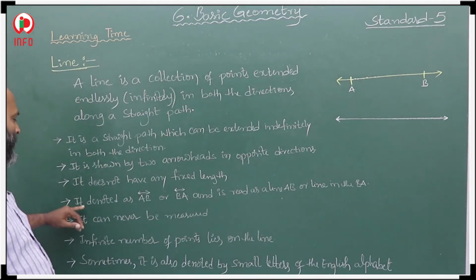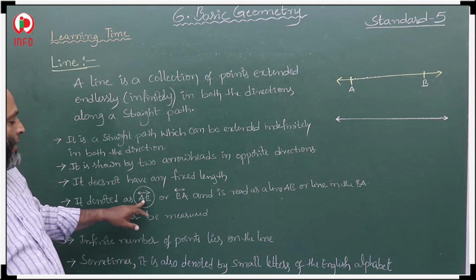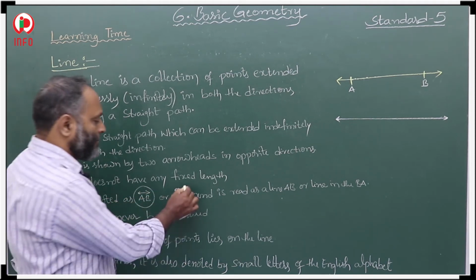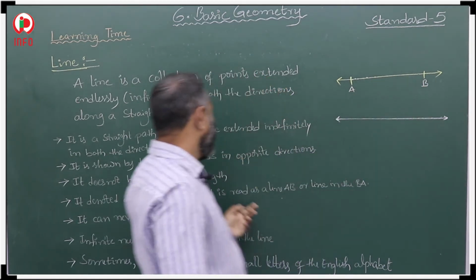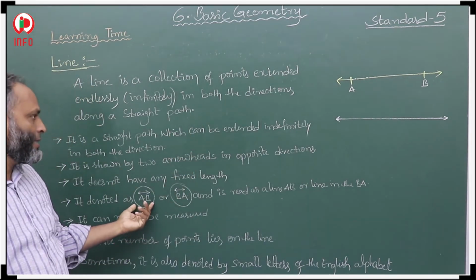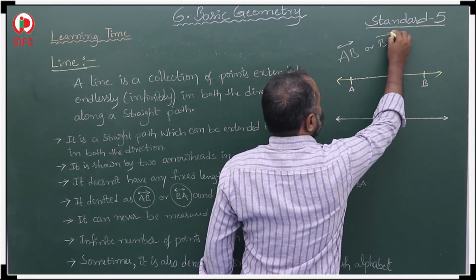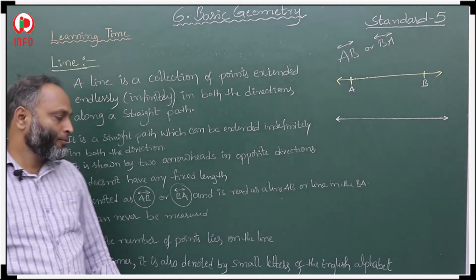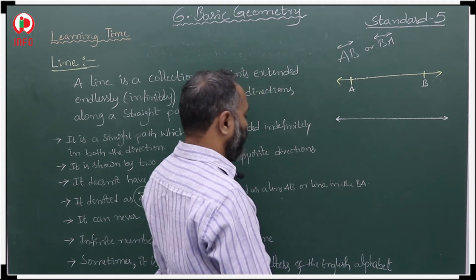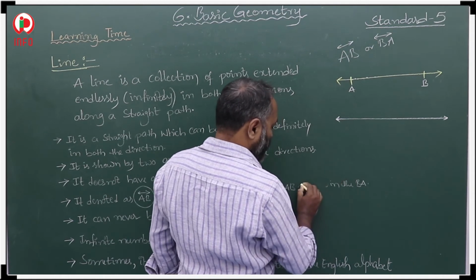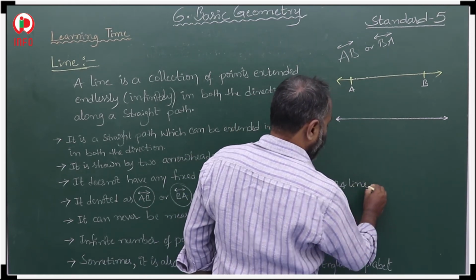Next, it is denoted as AB, with a line symbol that we have to draw like this. Line AB, or BA. Like this we have to represent the line AB. How to represent the AB line? Like this. So we represent the AB line or BA line. It is read as AB line or BA line.